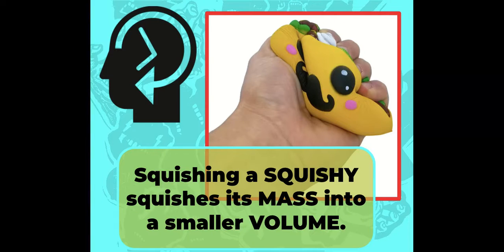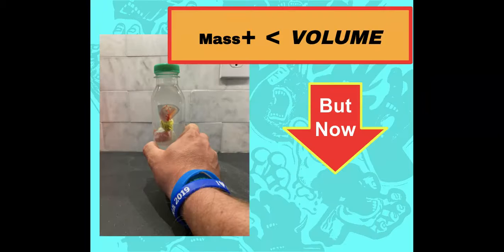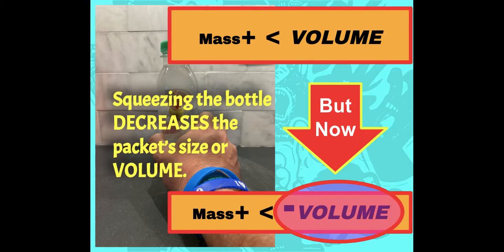Now remember, in our last video, we talked about how squishing a squishy squishes its mass into a smaller volume. So you have the mass less than the volume, but now when you squeeze the bottle, it decreases the packet's size or its volume. Remember, Maya showed you that when you squeeze it, you're actually putting the pressure on the packet, not the bottle. So that means that the volume is going to go down.